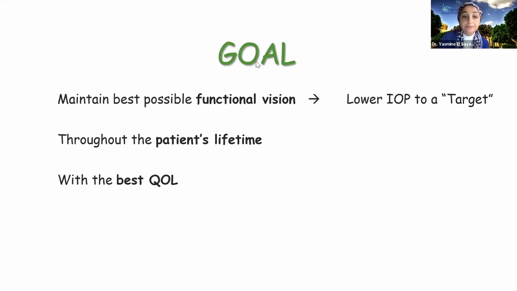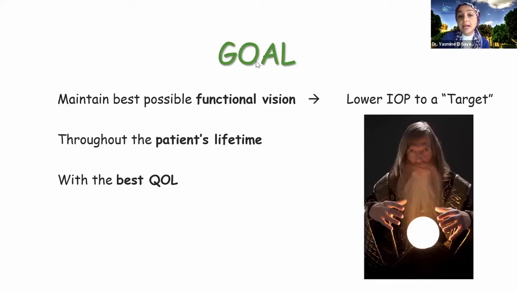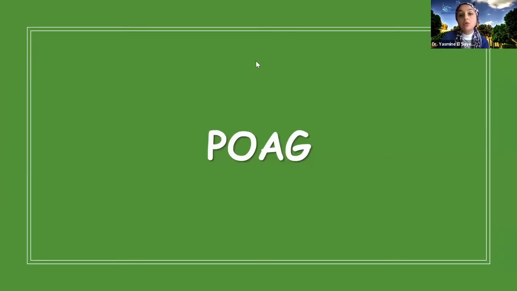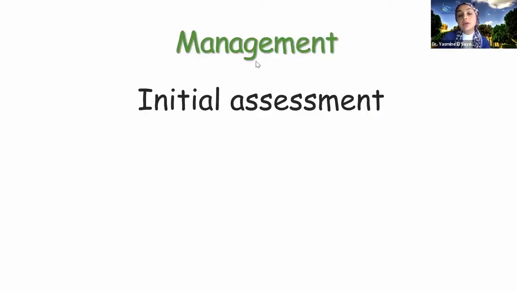And again, for the sake of that, you need to guess or predict the age of your patient, because you'll be dealing with a patient differently if he's 50 years old, a healthy patient, compared to an 80-year-old unhealthy patient. Your target pressure would definitely differ in these two scenarios. These rules apply to all types of glaucoma in most situations, but since we're talking about primary open angle glaucoma, if you're faced with such a patient, you will need to do an initial assessment.